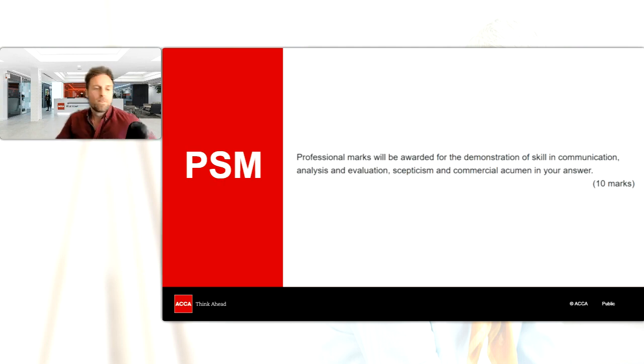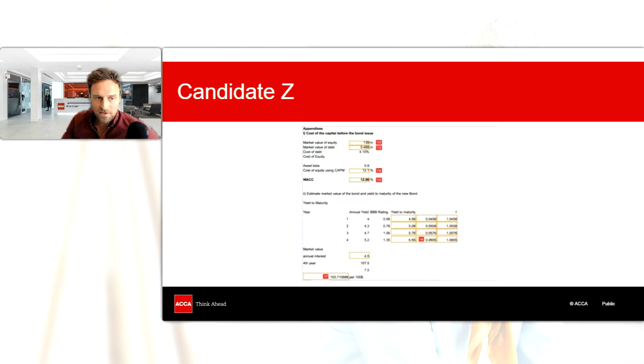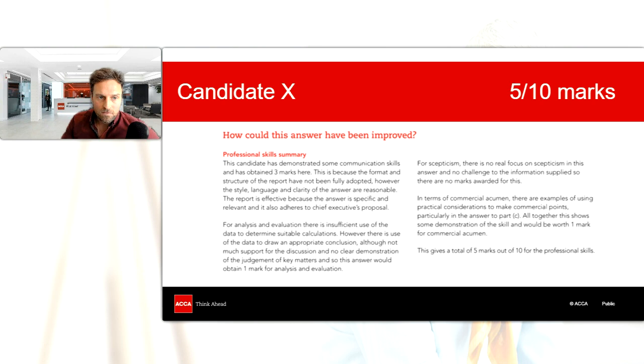Just want to show you how each candidate scored in terms of professional marks. By the way, overall, candidate X scored 18 out of 50 for the whole thing. So they were just short of a pass. They got 5 out of 10 for the professional marks.